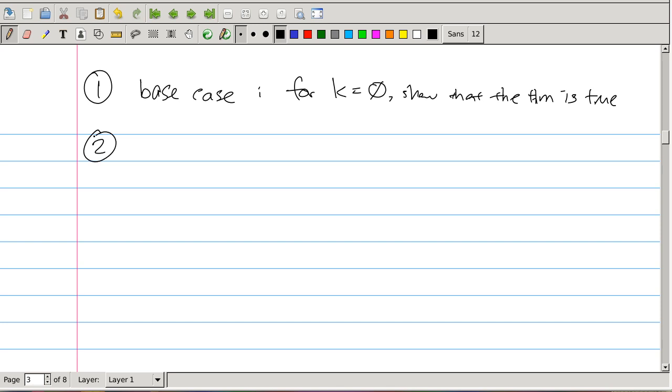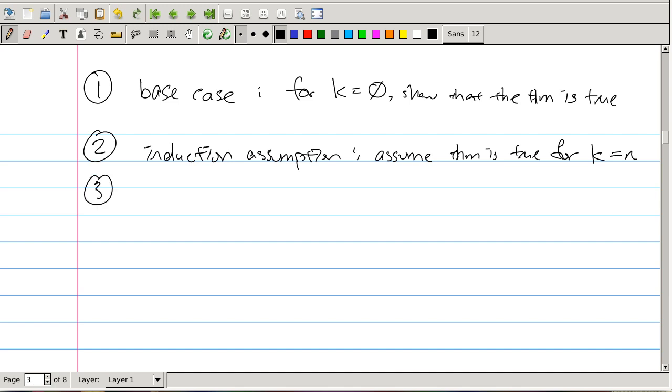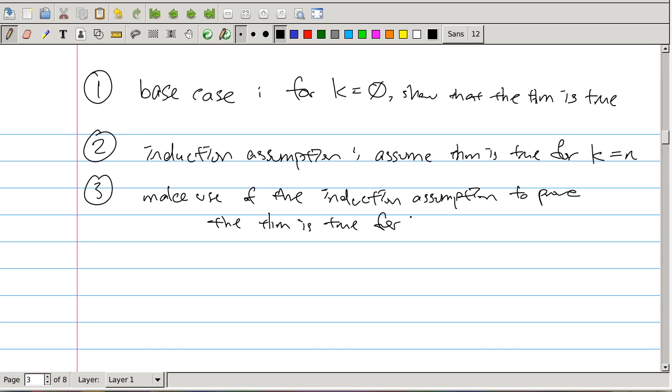The second step is to have an induction assumption. The induction assumption says, assume the theorem is true for case k equals n. And then the third step is the most difficult part, which is to make use of the induction assumption to prove the theorem is true for case k equals n plus 1.